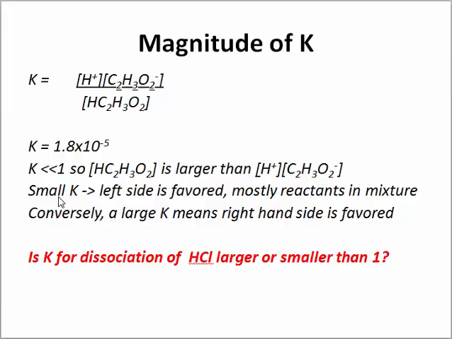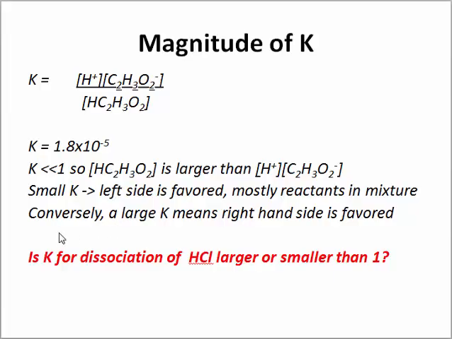You remember you were told the left side of this reaction is favored. This is consistent with a small value of K. A small K means the left side, the reactants, is favored, and you will mostly have reactants in your mixture. A large K would mean the right-hand side is favored and that there are mostly products in your mixture.